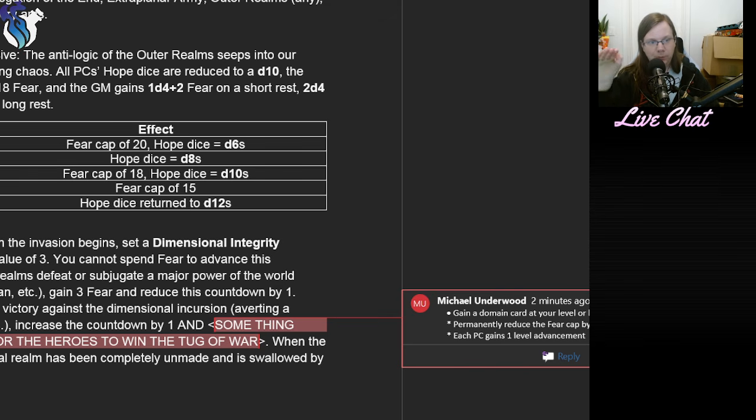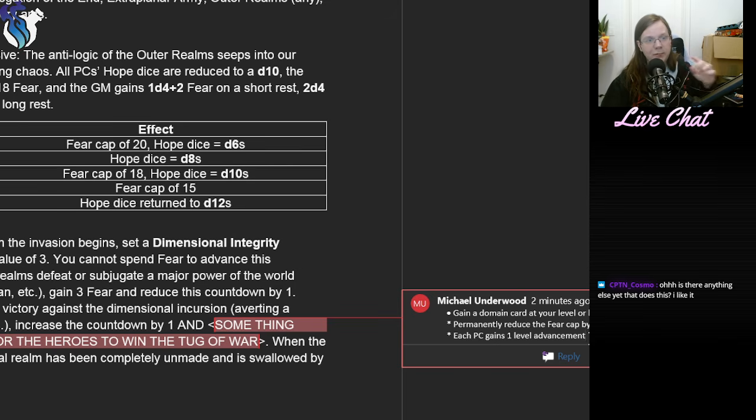But you might get 1 level advancement, right? 1 box that you could fill in. That would be a way to have the PCs keep on gaining power and have that be pretty, like, a big deal, right? It could be a new domain card. You could permanently gain a stress slot, permanently gain a hit point slot, permanently increase your evasion, things like that.